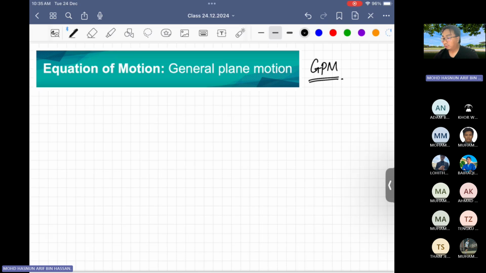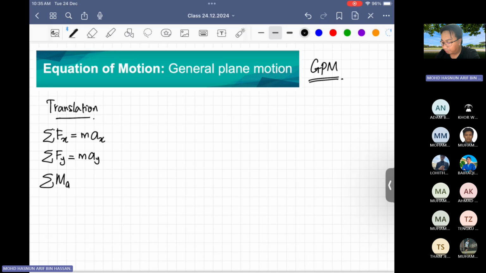So if you recall, for translation, we have been using three equations. The first one is Fx equals max, and then we have Fy which is equal to may. And then we have the moment calculation MG, which is equal to 0 because there is no rotation involved in translation. So alpha equals 0, therefore MG is equal to 0. So that is the first topic that we discussed.